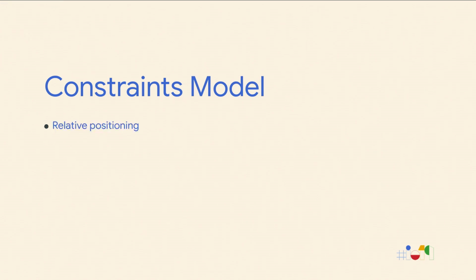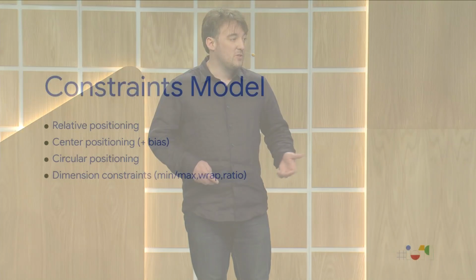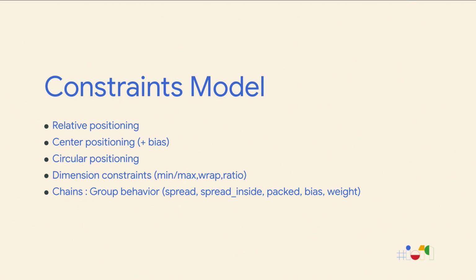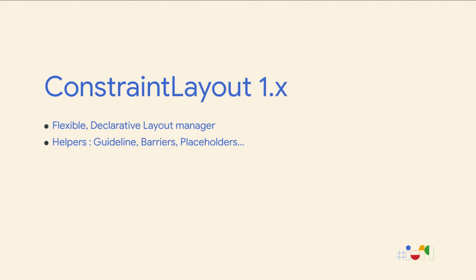So you could position your widgets relatively to one another. You could center them in between each other with bias. You have circular positioning, dimension constraint, and ratio, and chains, which is a pretty interesting way of positioning a group of widgets together. So all of that comes with a lot of power.